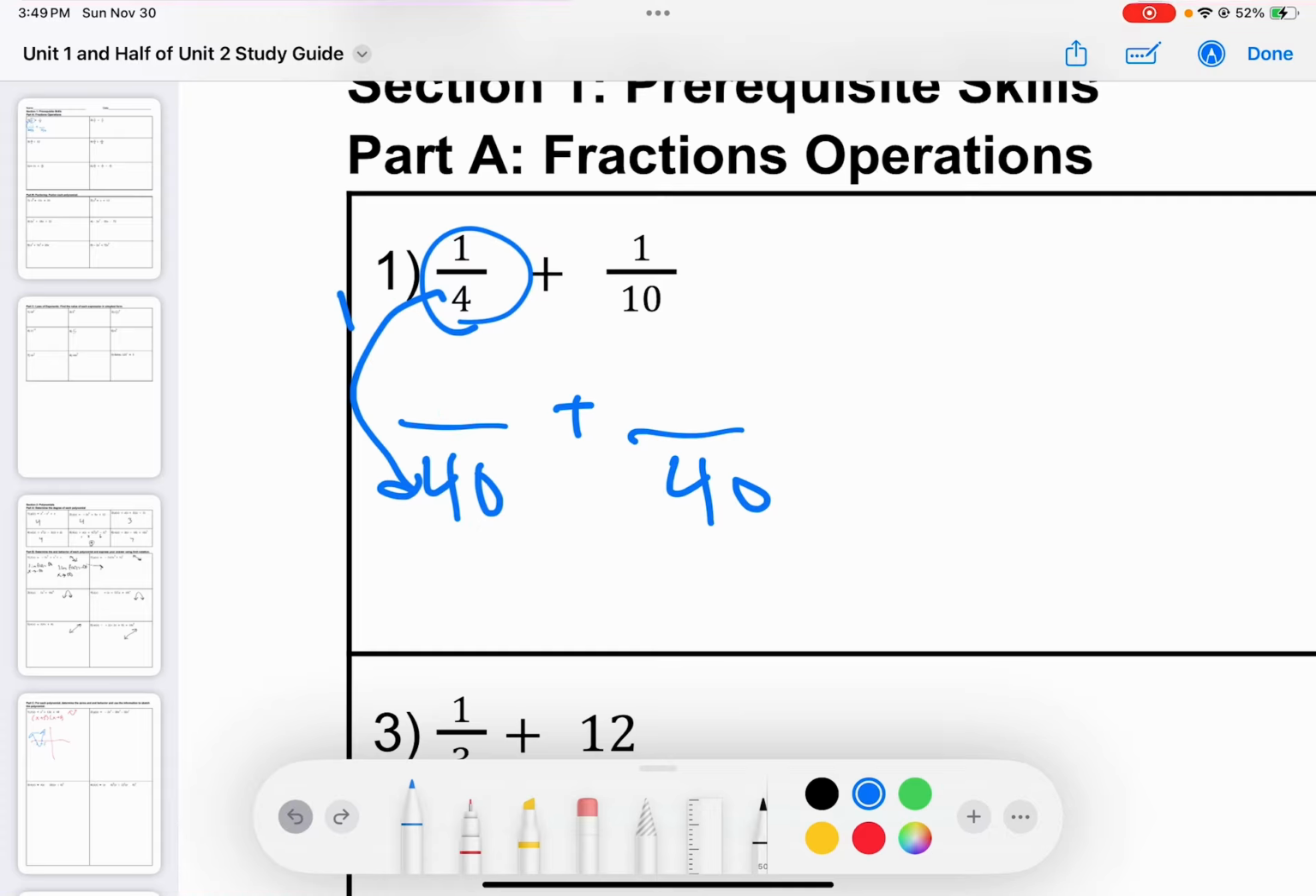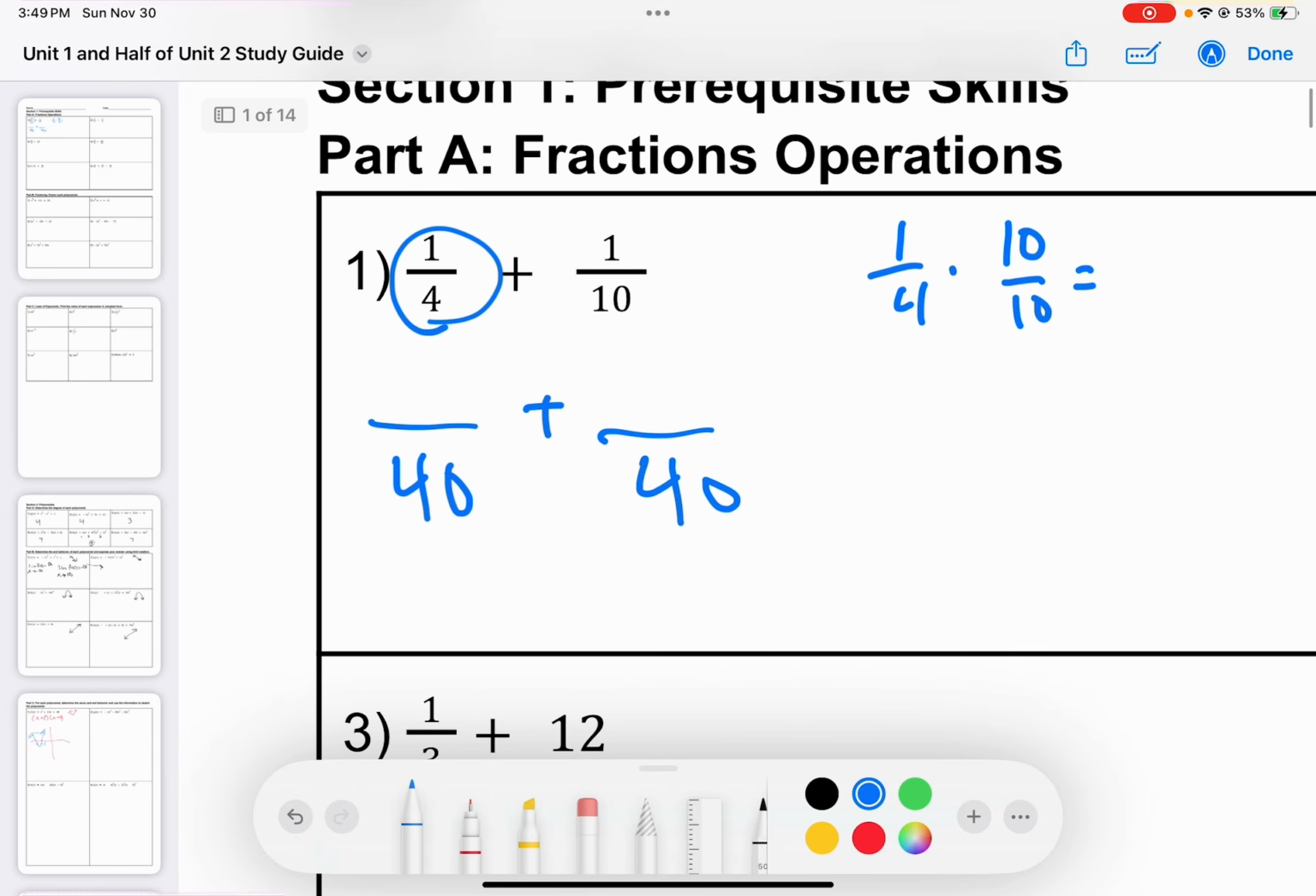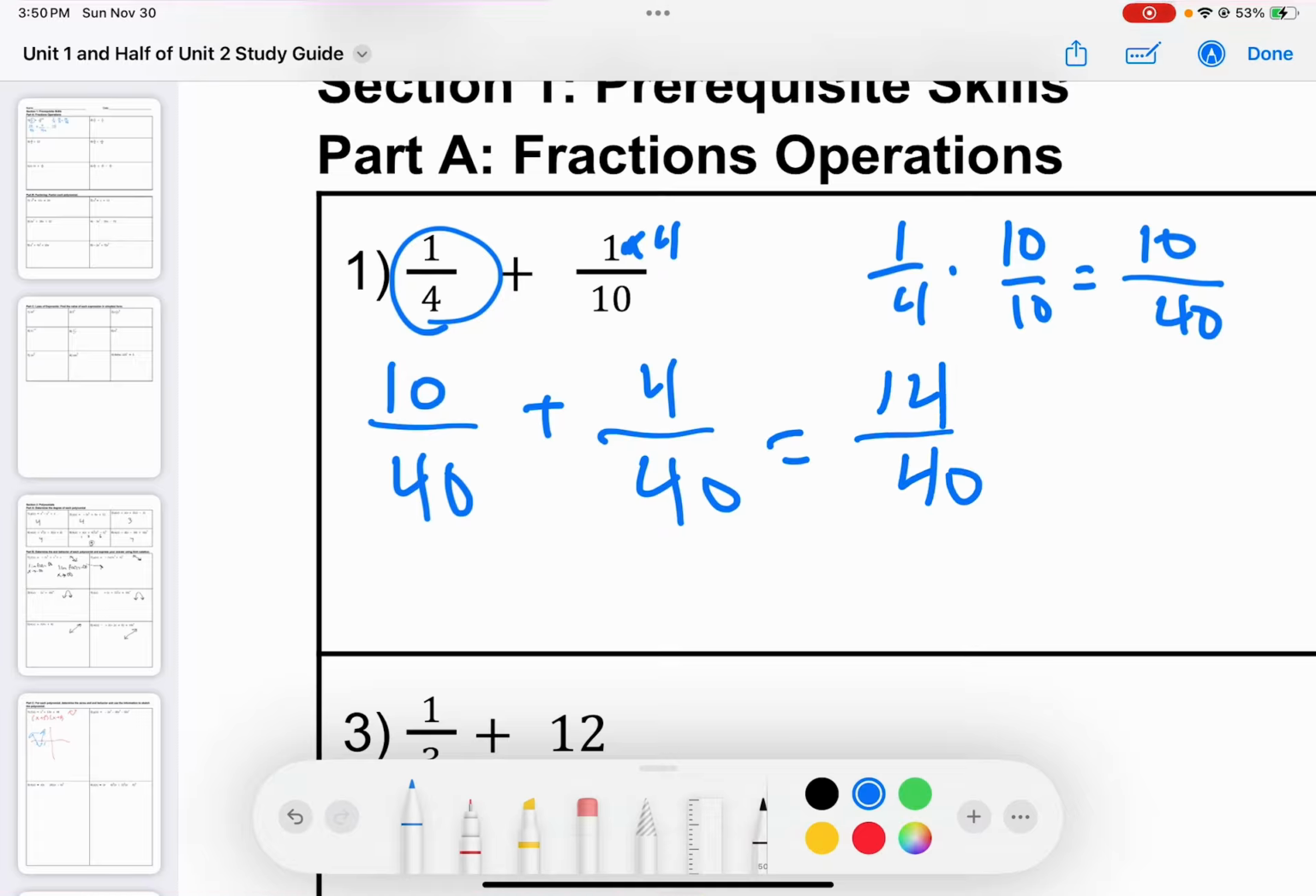And just a quick reasoning for why that is. I'm multiplying 1/4 times 10 over 10. Well, 10 over 10 is equal to 1. When I multiply something by 1, I don't change it. I'm just changing how it looks. So this is 10 over 40. What did I multiply 10 by to get 40? I multiplied by 4. So now I do 1 times 4 is 4. And we get 14 over 40, which I can simplify to 7 over 20.